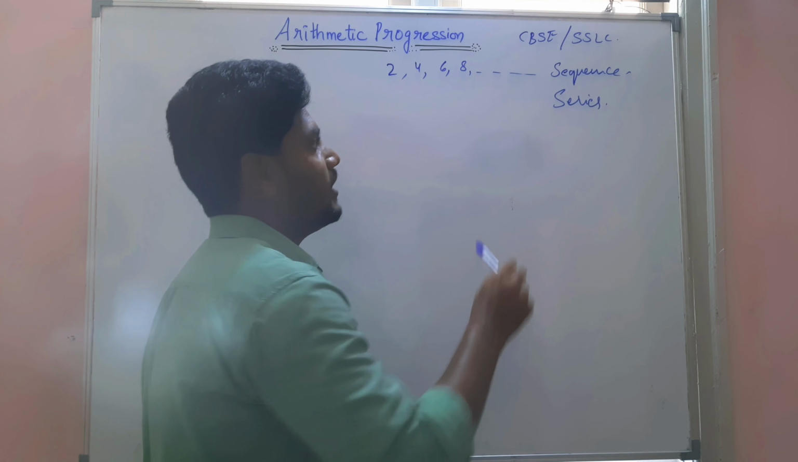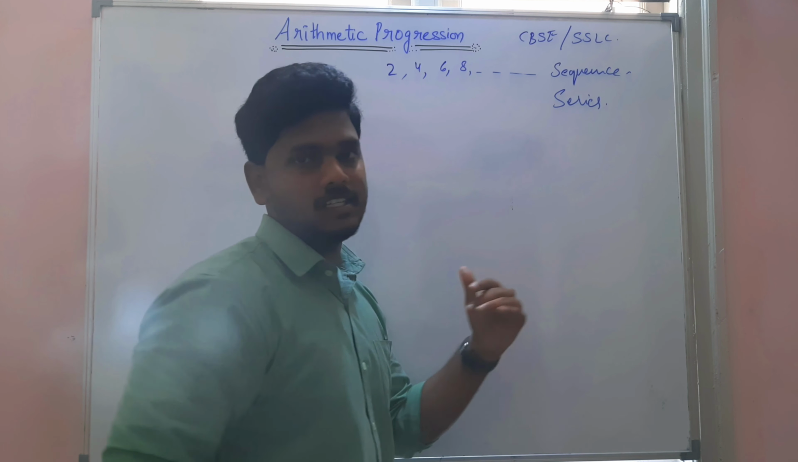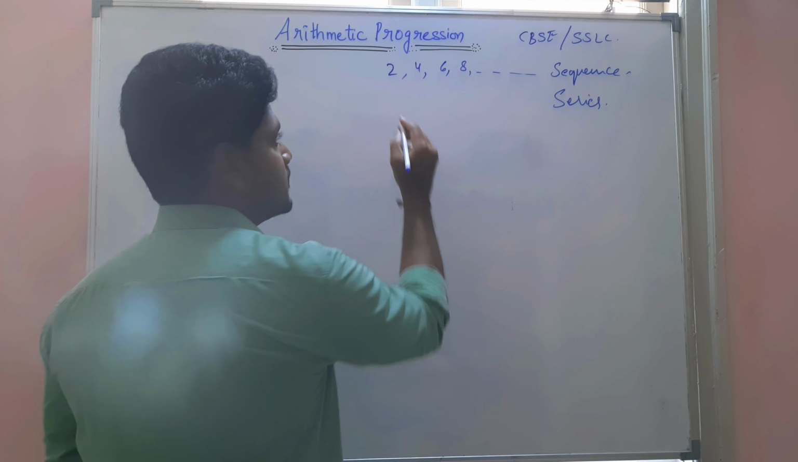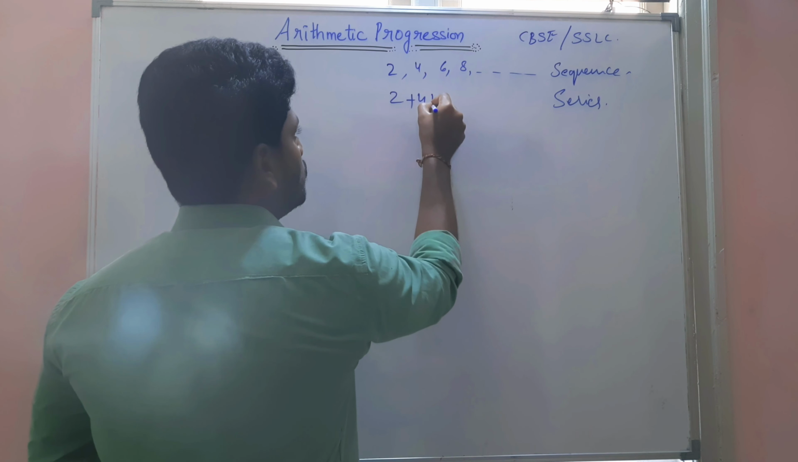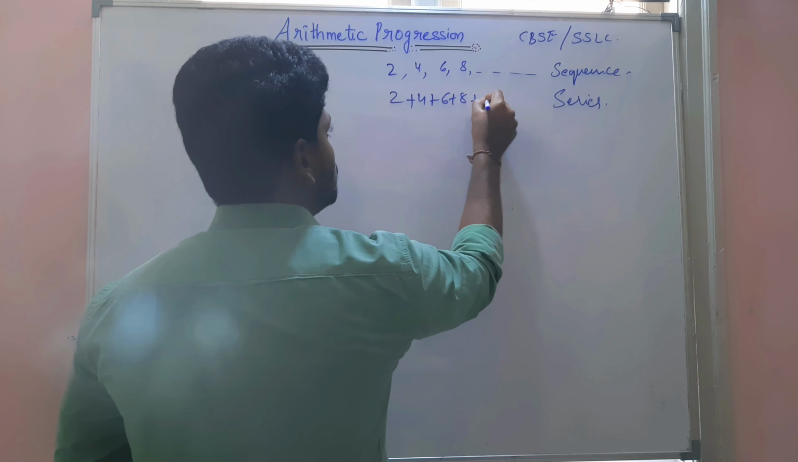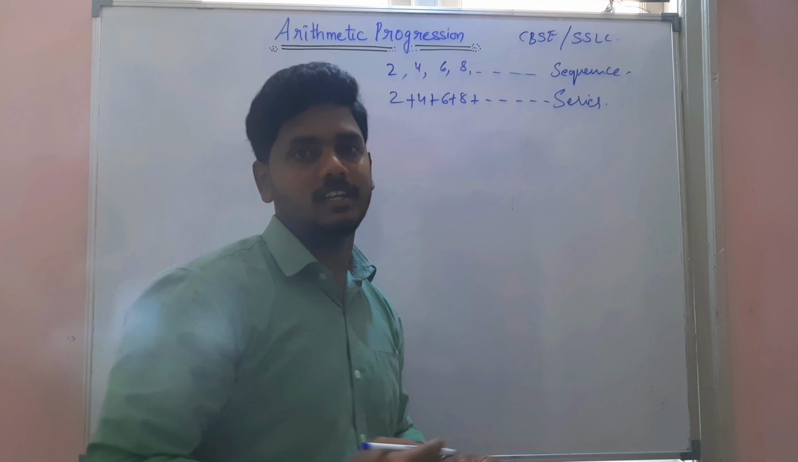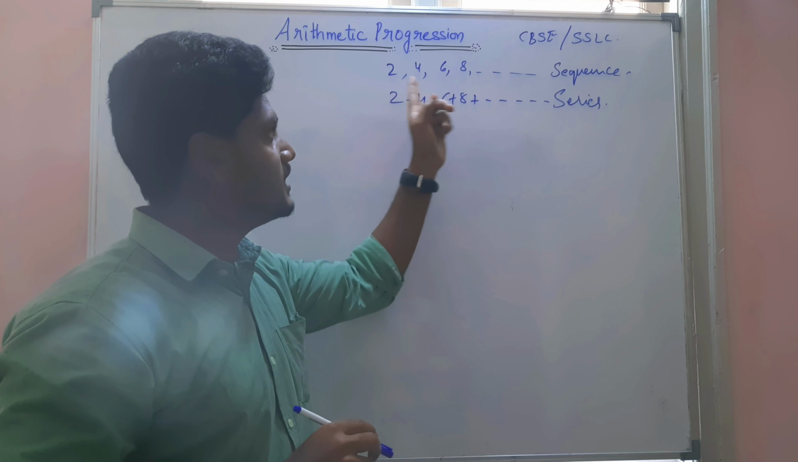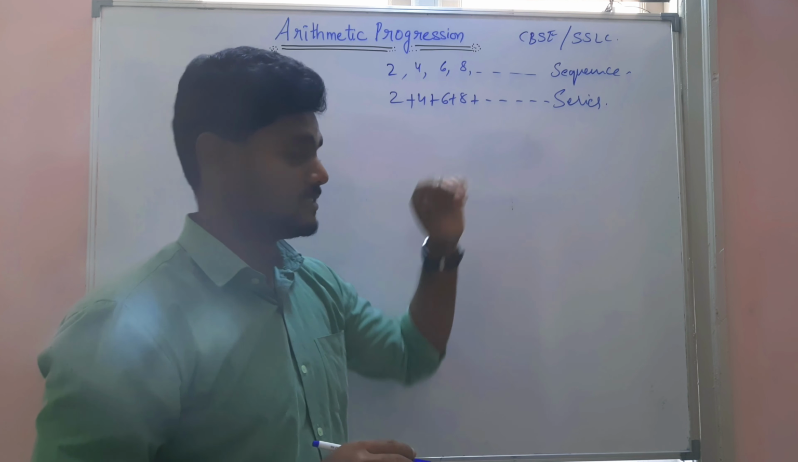Similarly, if you have any type of numbers with some formula, with some identity, that we consider as a sequence. Now when will we consider it as a series? When a sequence is in terms of summation, like 2 plus 4 plus 6 plus 8 plus so on, this is considered as a series. The summation of that sequence of numbers will be considered a series.